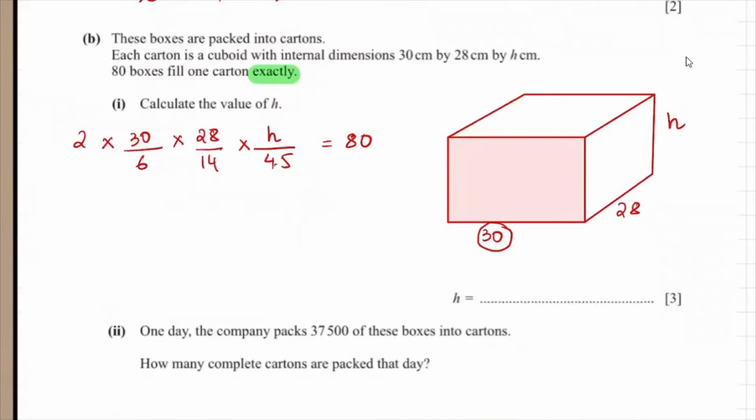Now let's do the calculation. The calculation is really easy. So 6 times 1, 6 times 5, 14 times 1, 14 times 2, 2 times 5 is 10, 10 times 2 is 20, and then I have h divided by 4.5 equals 80. So 20h equals 80 times 4.5, which means h equals 18. So my answer is 18.